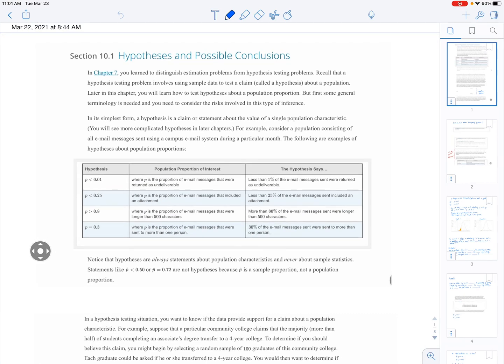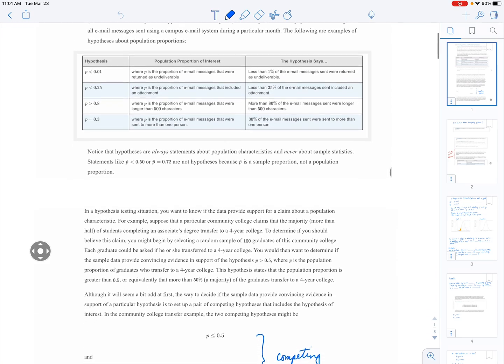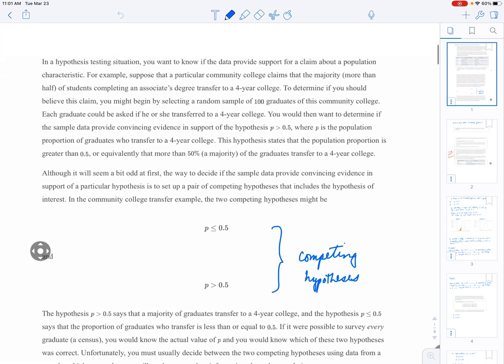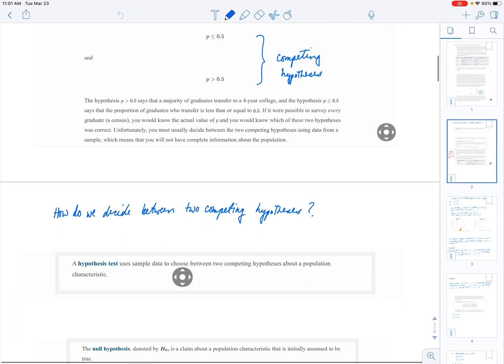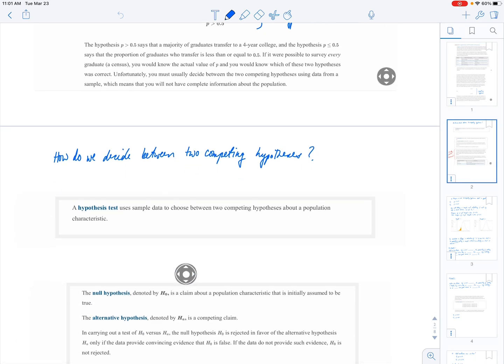So sometimes we have competing hypotheses. For example, you may have a situation where one statement says that the population proportion is less than or equal to 0.5, and this statement says that the same population characteristic is greater than 0.5. We call these competing hypotheses, and the question is, which one of those is true? How do we decide between two competing hypotheses?